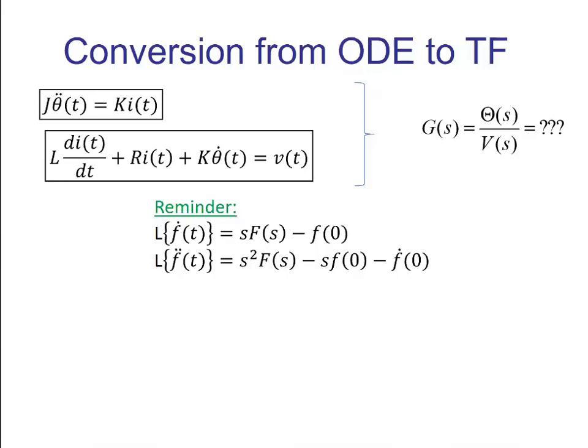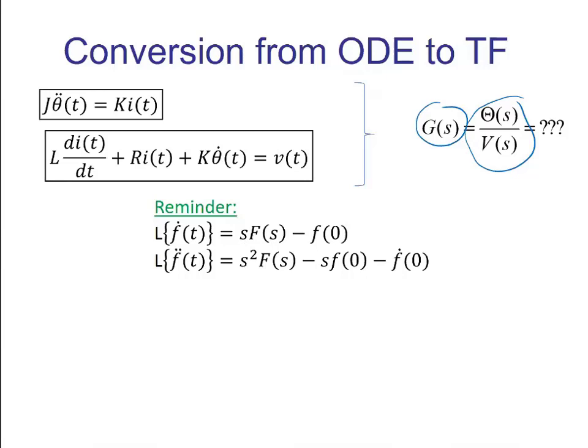Now, our goal is to find such a G of S, or we probably called it H of S previously, but it doesn't matter, which is the output of S, which is theta, the angle, because we want to control the angle, right? Divided by the input, which is V of S, in the Laplace domain. So let's get to the actual computation here.